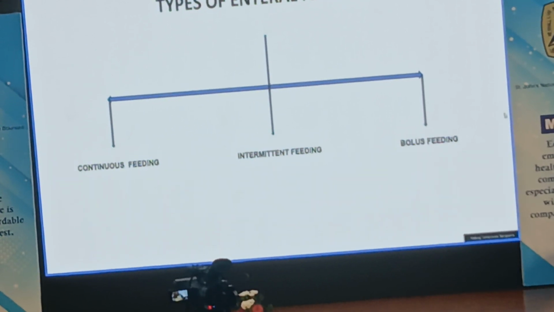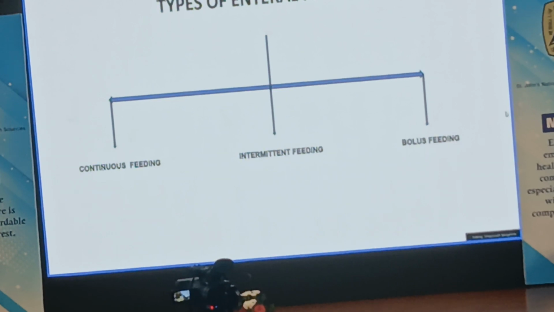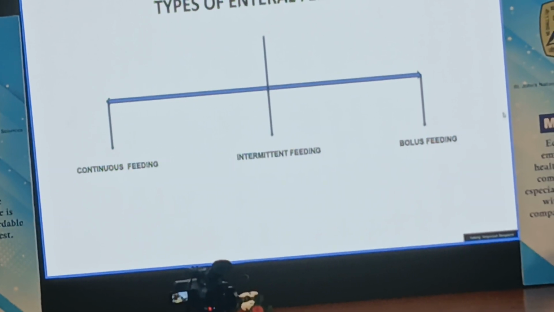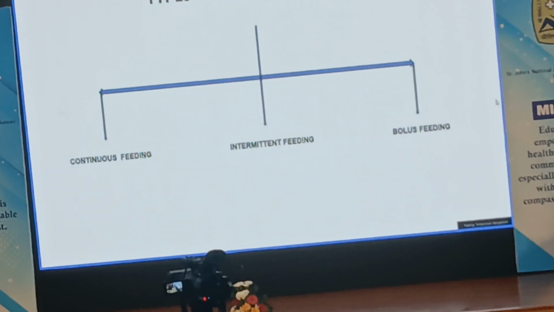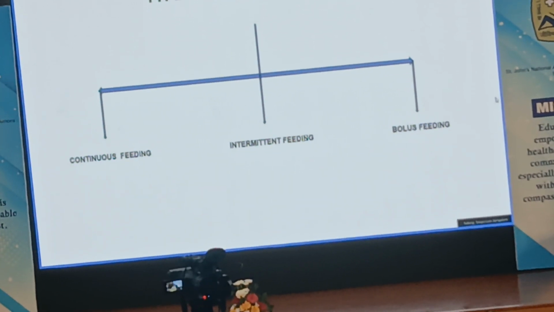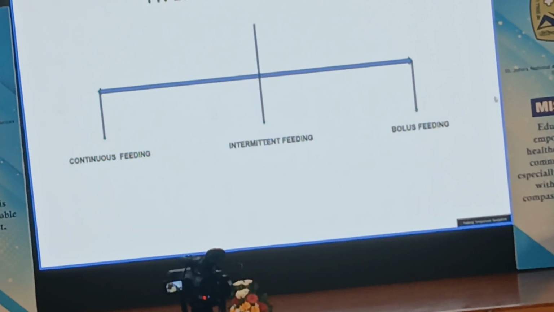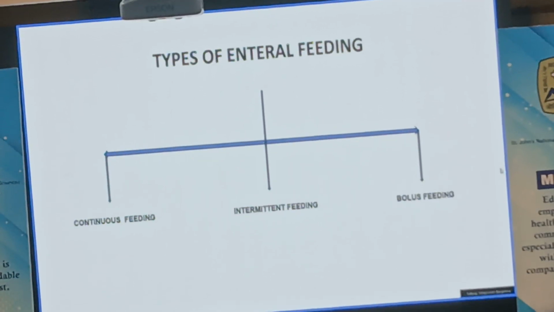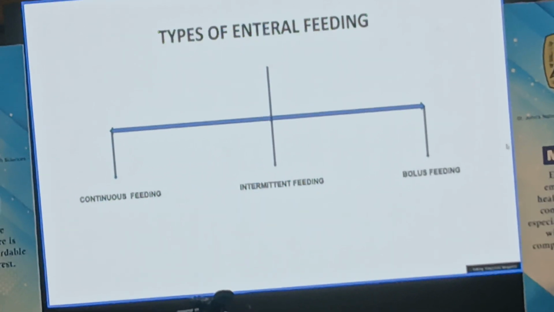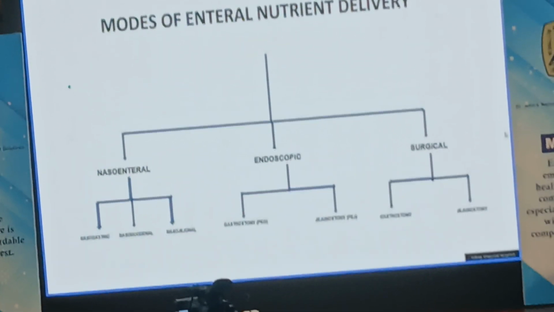Bolus feeding is at fixed intervals of 2 or 3 hours, you give a fixed volume of the feed. Intermittent feeding is a bridge between continuous and bolus feeding. Many centers move on to intermittent feeding, where they give continuous feeding for a few hours, then keep no feeding for some time, and then again give feeding for some time before transitioning on to bolus feeding.